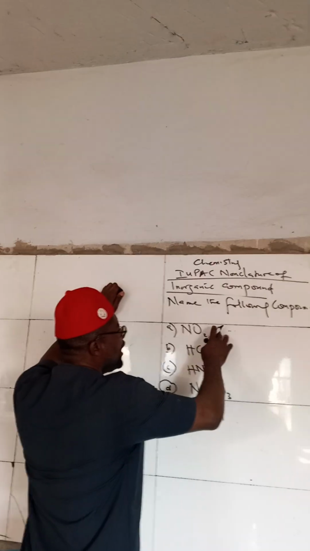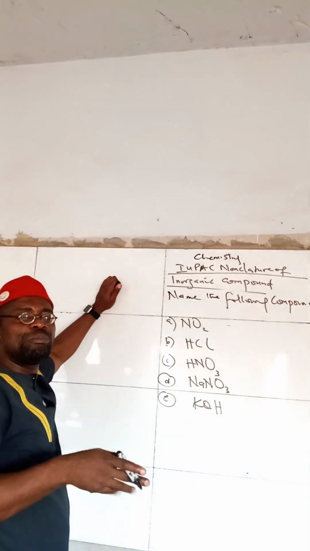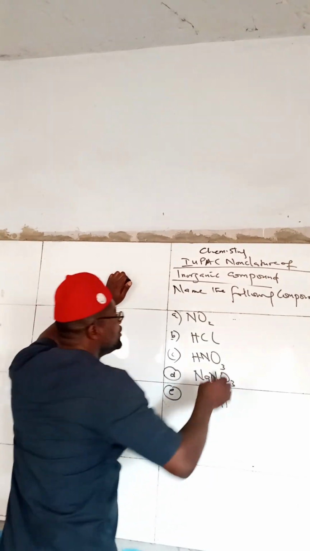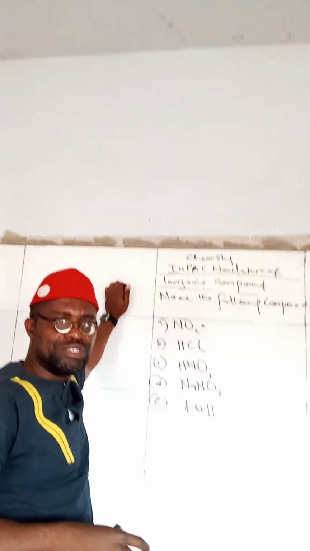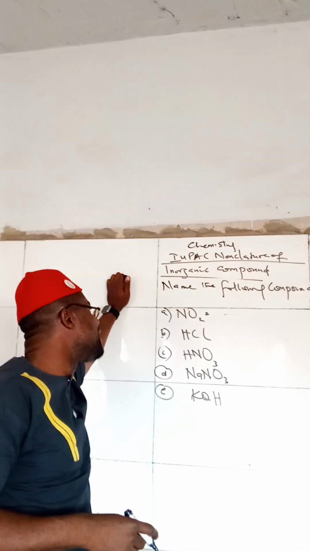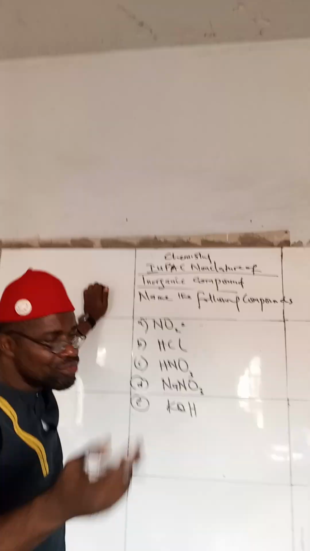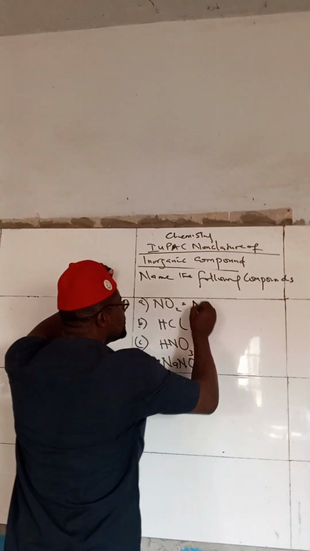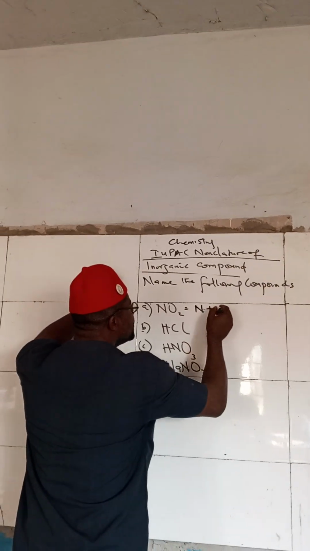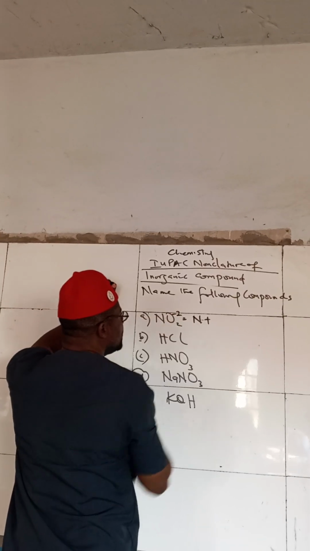This one is NO2. Remember I told you that the sum of the oxidation numbers in a compound must be equal to 0. So nitrogen is supposed to be what? It's the oxygen that we're interested in now. Oxygen is -2. That is the oxidation number.